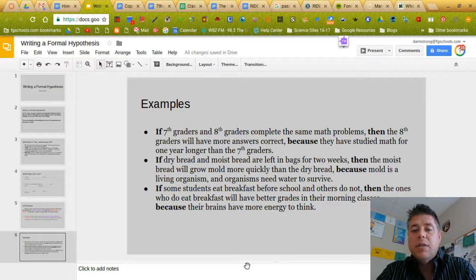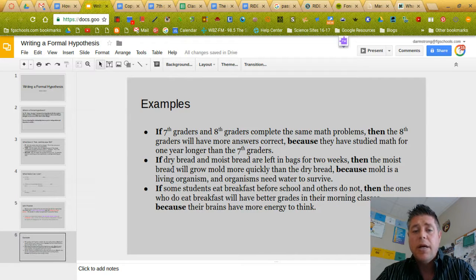If 7th and 8th graders complete the same math problems, then the 8th graders will have more answers correct because they have studied math for 1 year longer than 7th graders. So again, what's my independent variable? The 7th and 8th graders. I'm testing 2 different grade levels. And I want to see the number of answers correct. So that's how I'm going to know who's better at math. And then my scientific reasoning is because the eighth graders have an extra year of experience in math. They might have a little bit more knowledge.